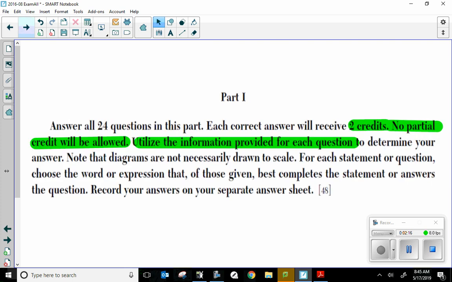Now, always got to read the directions. Answer all 24 questions in this part. This is part 1. This is multiple choice. Each correct answer will receive 2 credits.